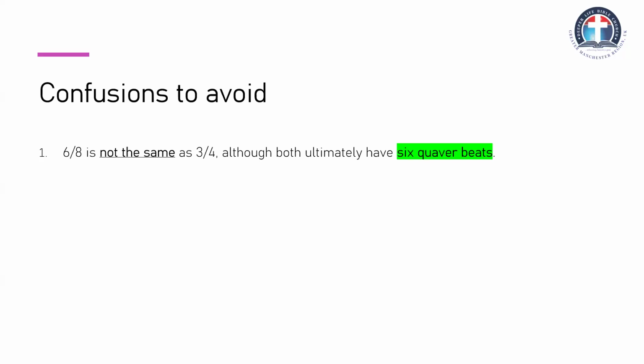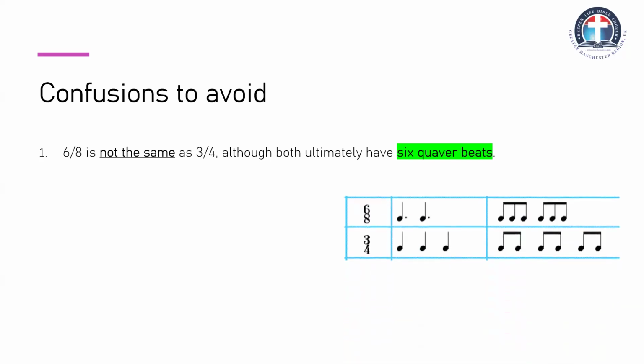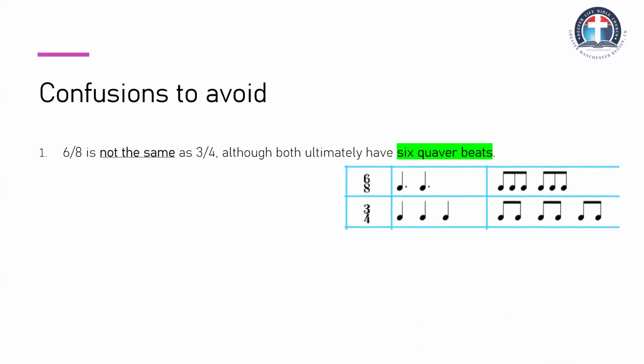If you count it, because you have 3, so this is it here. You see, you have 3 crochet beats in a bar. All right? You have 3 crochet beats in a bar. And then the other one, you have 6/8. That is 2 dotted crochet beats in a bar. If you divide them into quavers, they all end up with 6 quaver beats.